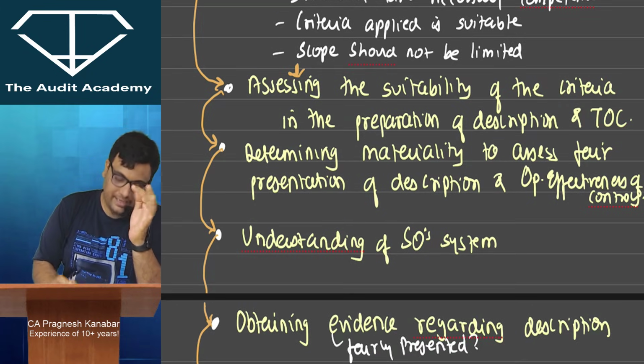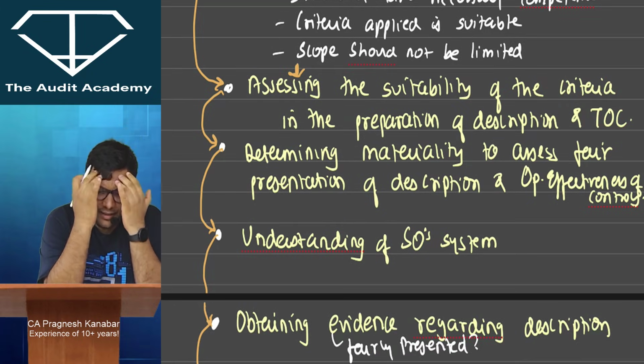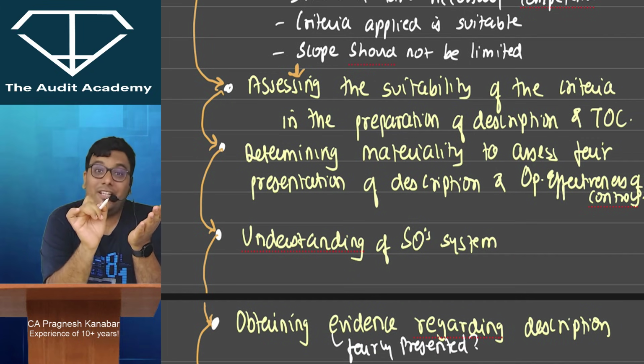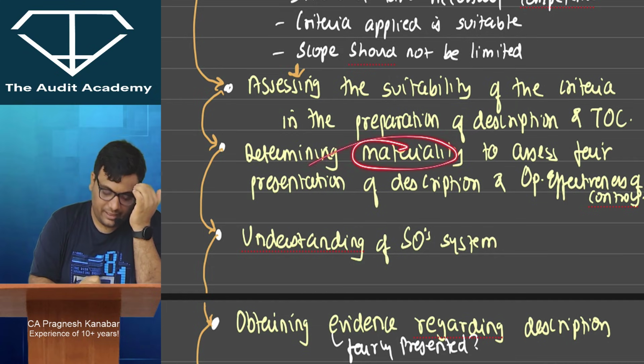Then he has to apply his brain and determine materiality: which controls are material, which controls are immaterial. In this area, if the control is not functioning properly, then it is okay. So he has to determine materiality.